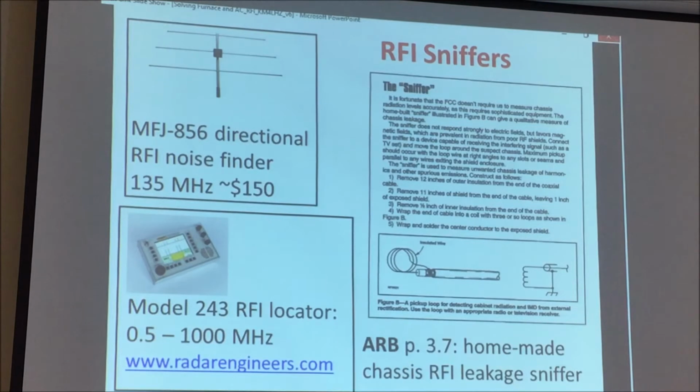RadarEngineers.com makes commercial units. They didn't post their prices, and I knew better than to ask. Somebody said, well, I'd buy one, but it would probably cost more than my entire station. In the ARL RFI book, there's even plans to make a very simple sniffer, provided you have either a radio or a television at the appropriate frequencies. You can make a very simple antenna designed to detect RFI leakage around the chassis.